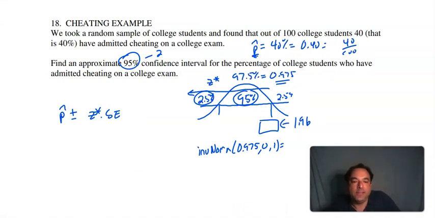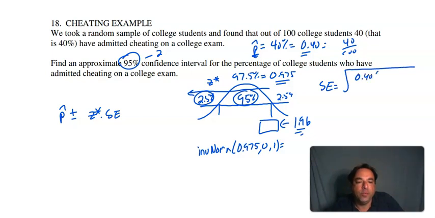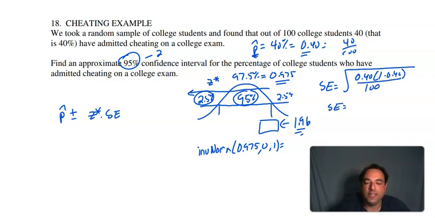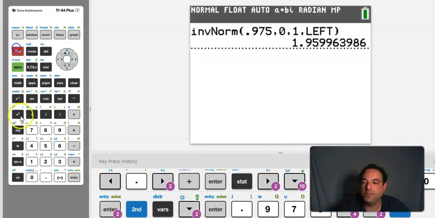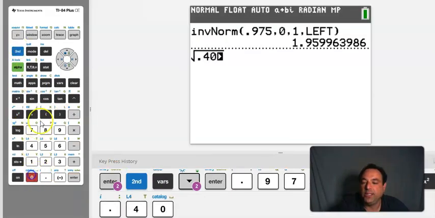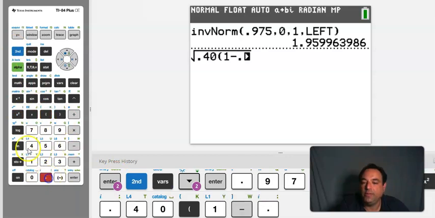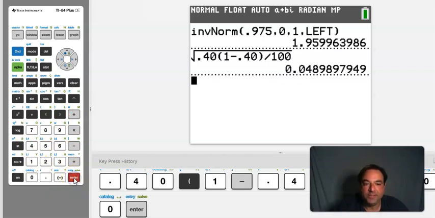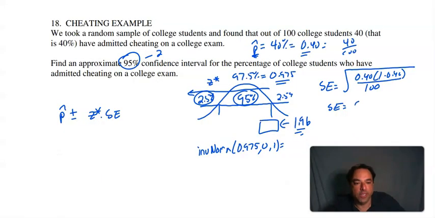So we're going to use the z-star of 1.96. So we have the p hat. We have the z-star. All we're missing now is the SE. Now, we did this in previous problems, but we'll do it again. The SE is the square root of 0.40 times 1 minus 0.40, divided by your sample size. So if we put that in the calculator one more time, square root 0.40, parenthesis 1 minus 0.40, close parenthesis, divided by 100. That gives us 0.049. So we have all of our pieces.